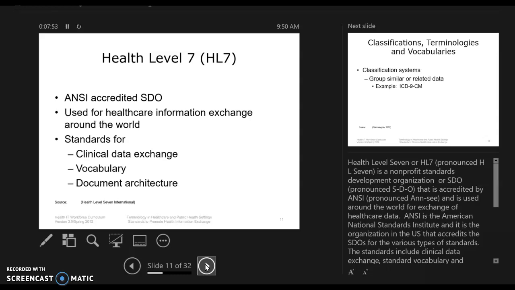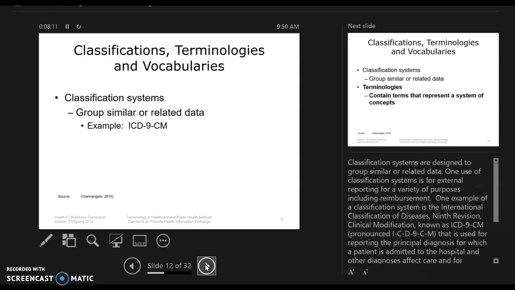Health Level 7, or HL7, is a nonprofit standards development organization that is accredited by ANSI. So you may have heard the term ANSI before, if you've already taken the database course where we talk about text files. This is a standard that's used around the world.